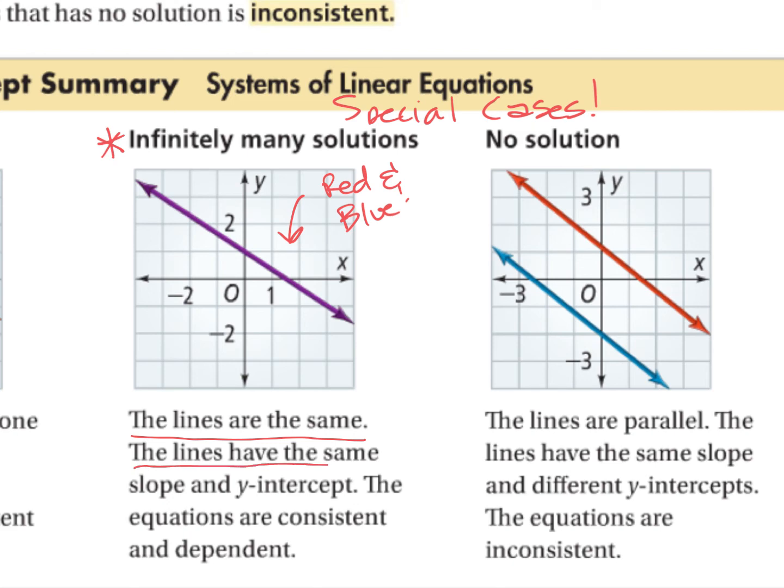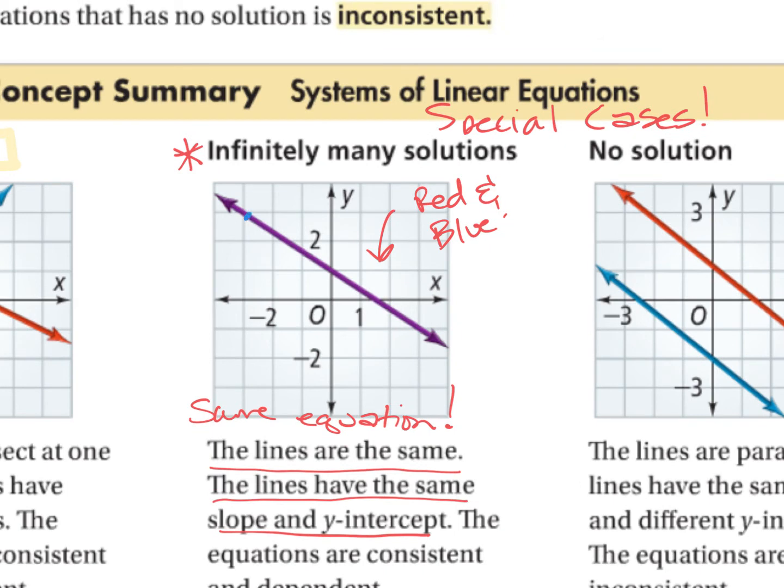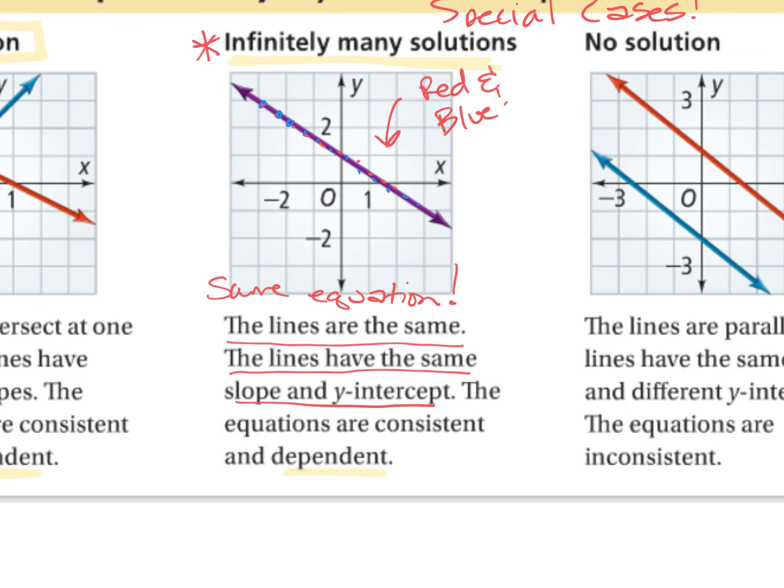In this case, the lines have the same slope and the same y-intercept. I always think about this like you're going to have the same exact equation. If you have the exact same equation, you're going to get the exact same line. And what happens is that means you have like a blue point everywhere on this line, because this is the blue line. You also have a red point everywhere on that line. The points are crossing everywhere, and that's why we say infinitely many solutions. This one is considered a dependent system.